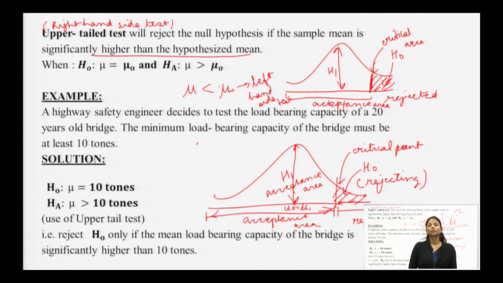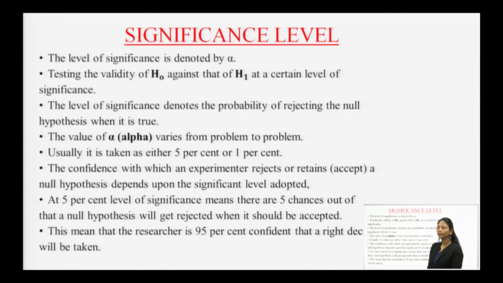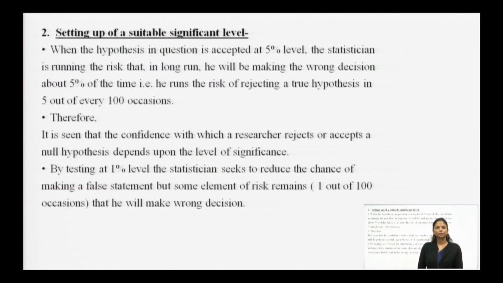When we talk about a one tailed test, we are clear as to which direction we are supposed to follow, whereas in a two-tailed test the directions are not clear. And if we talk about significance level, we are talking about only 5% here, but we have one more, the 1% significance level, in which the statistician seeks to reduce the chances of making a wrong decision, making a false statement, but there are some elements of risk.